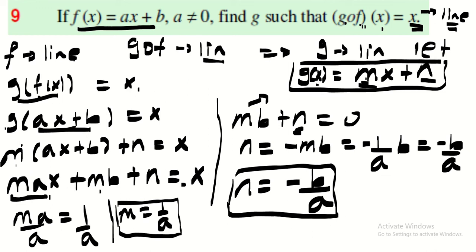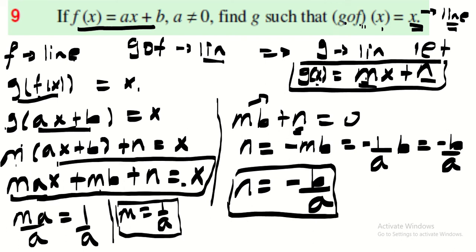Then what did I do? At this point, remember what I did previously. There are two sides, left hand and right hand. On the right side, there is only x. On the left hand, there are x terms and a constant. The x coefficient is ma, and on the right side the x coefficient is 1. So I take ma equal to 1. Then I divide both sides by a, and I get m.